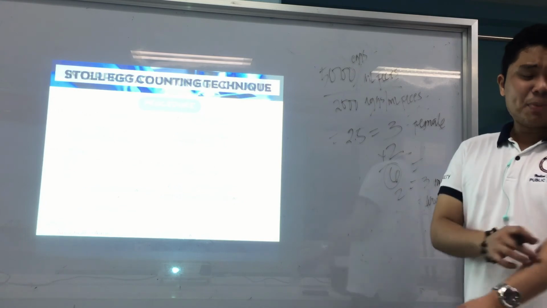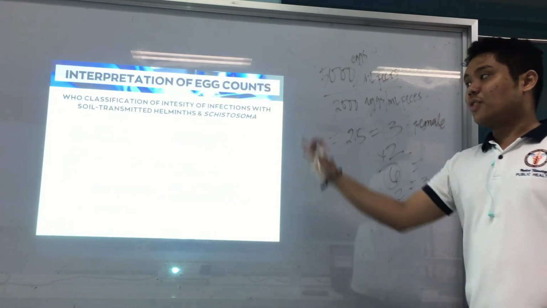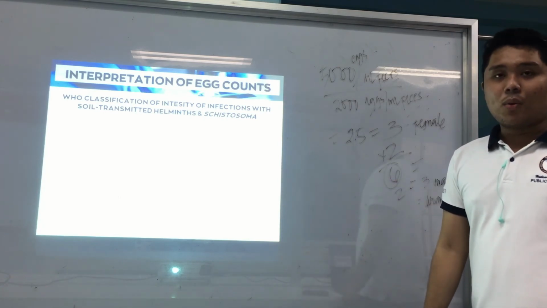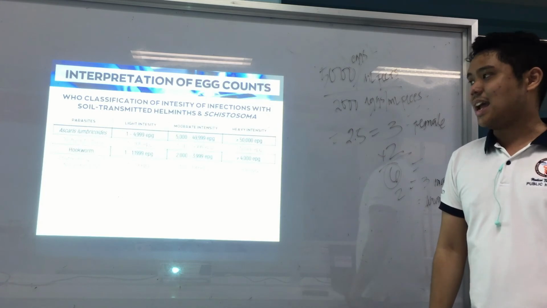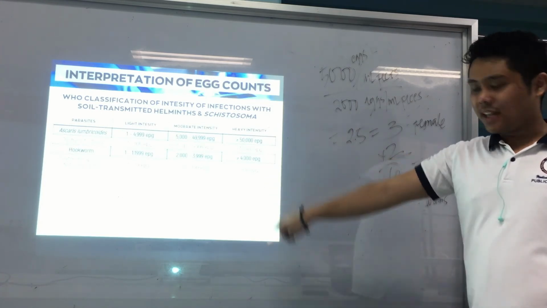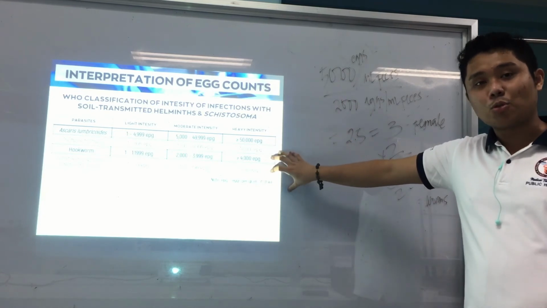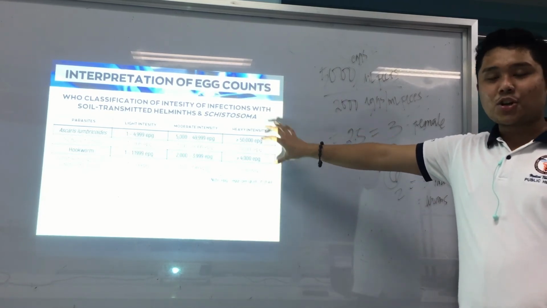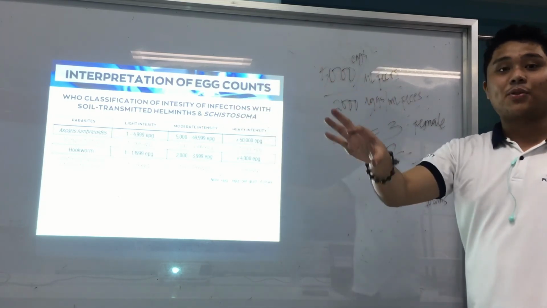Now, for the interpretation of egg counts, we follow what we call the WHO classification of the intensity of infections with soil-transmitted helminths and schistosoma. And we have this table. As you can see, EPG means eggs per gram of stool. Since it's eggs per gram of stool, this interpretation or table, we use for Kato-Katz. Please take note.